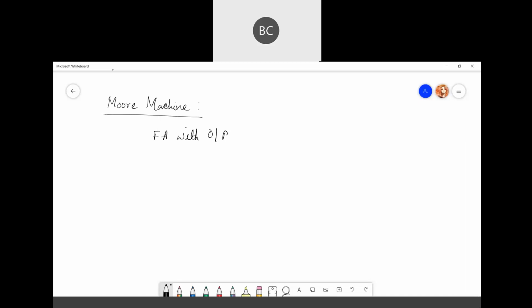So all the time we discuss about DFA and NFA. So with DFA and NFA, what happens? We can just check whether the string is accepted or rejected, right? That's the only purpose of your NFA and DFA. There was no concept for the output. But Moore machine is a finite automata with output.